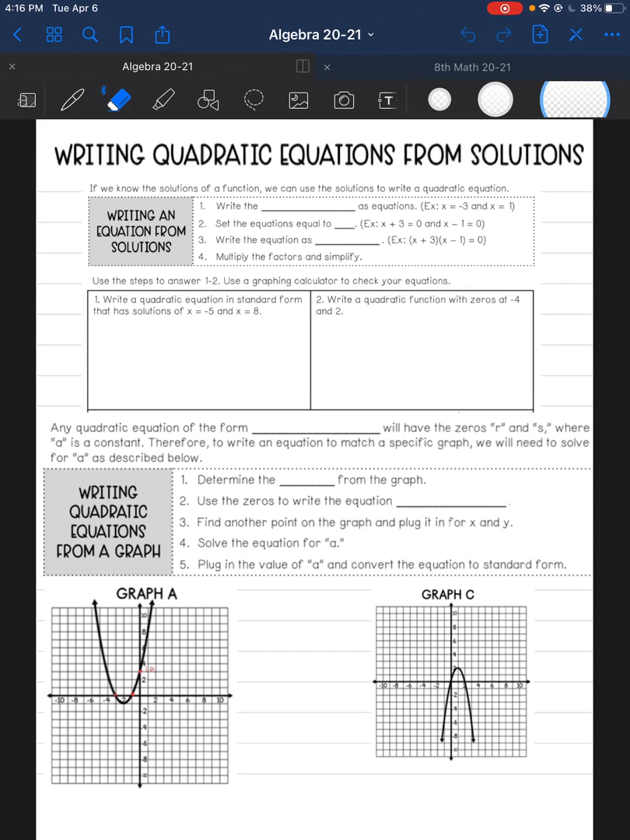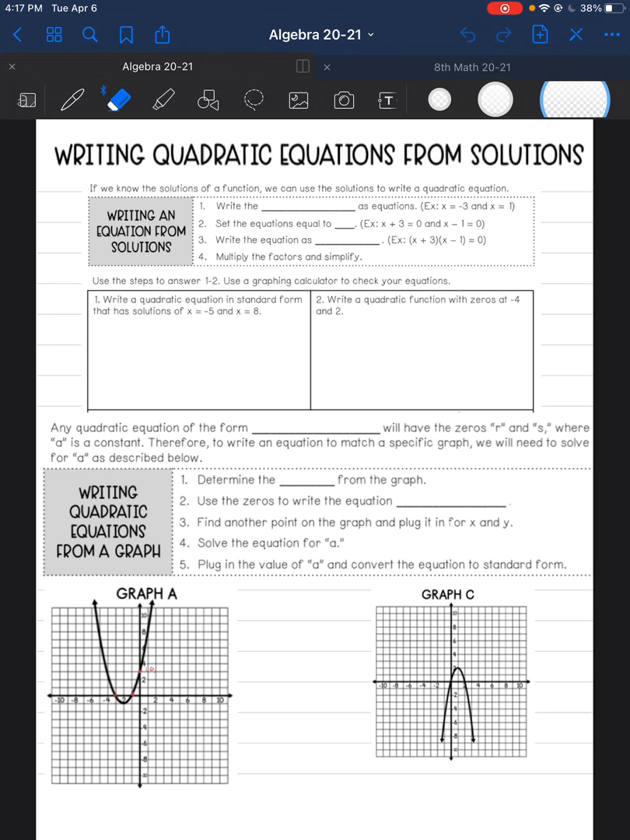Today we're going to be talking about how to write quadratic equations from solutions and from the graphs. It might be a little confusing at the beginning, but really this is just going back to multiplying polynomials. If you're a little uncomfortable with that, I would go ahead and review your notes from multiplying polynomials.